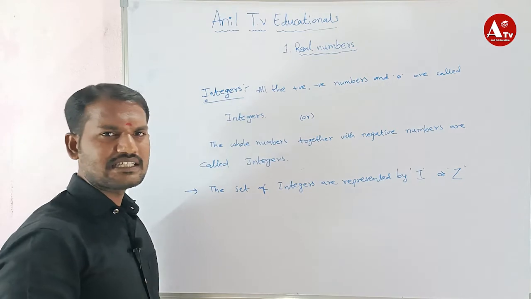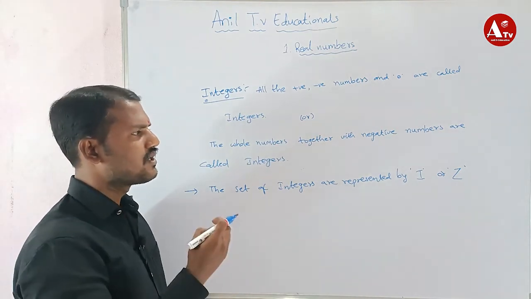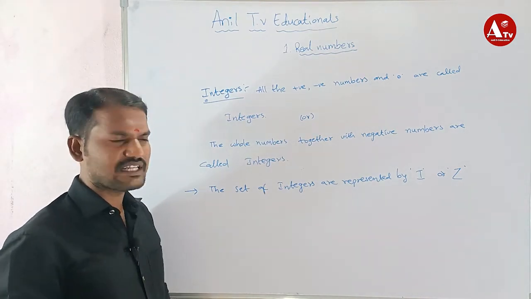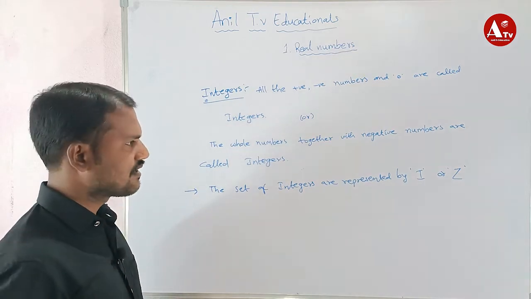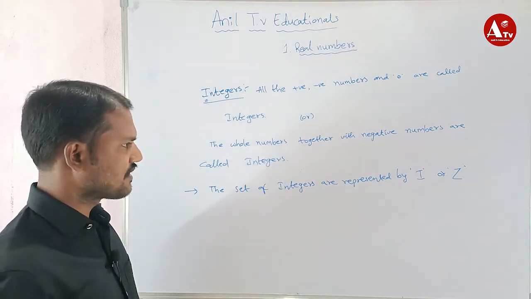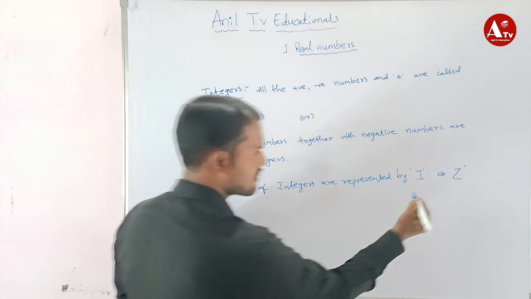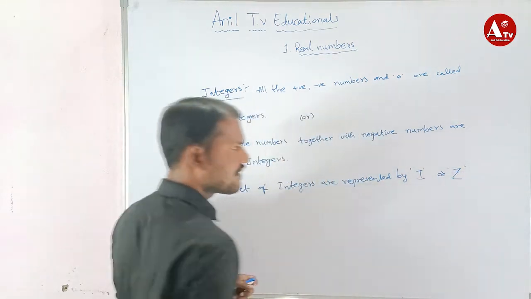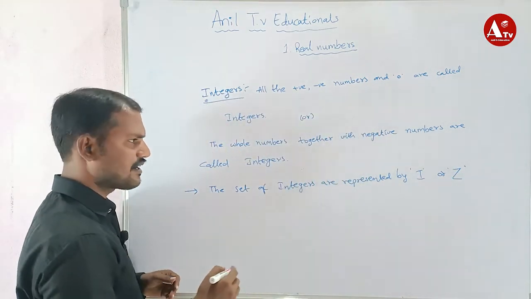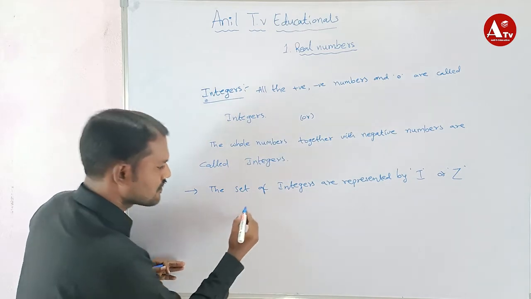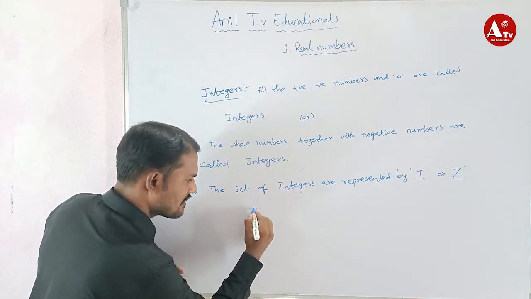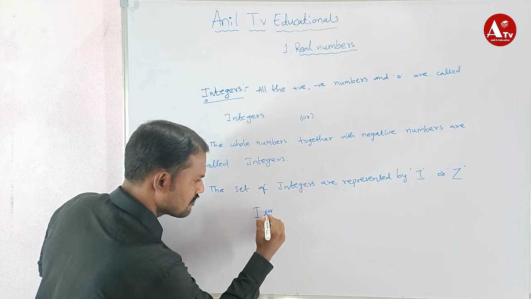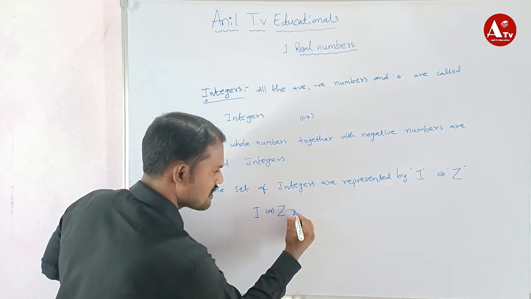Z comes from Zahlen, which means to count, and when we are measuring longitudes and latitudes we use that measurement, so that's why we are using Z also. Z means what? Zahlen means to count, you remember. So all the integers are represented by I or capital Z.